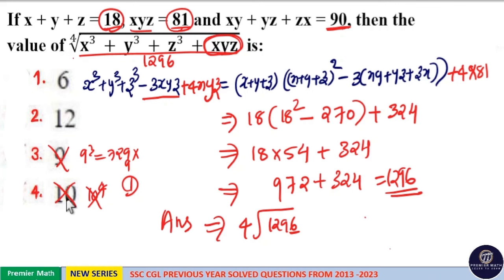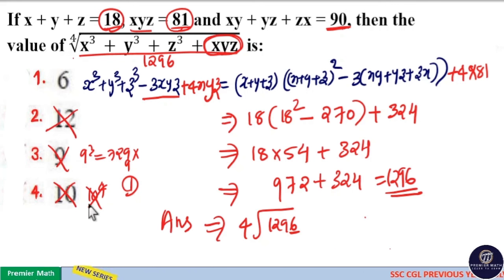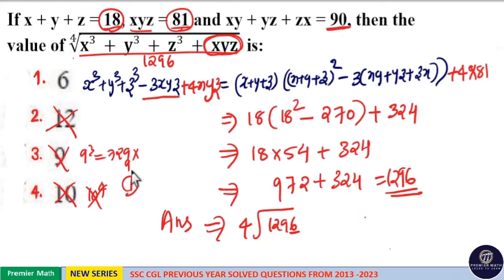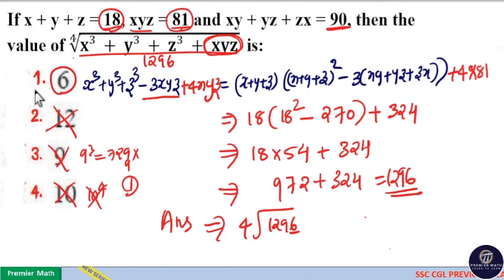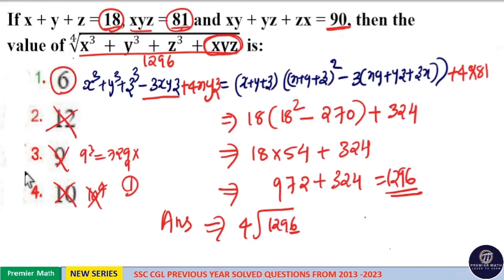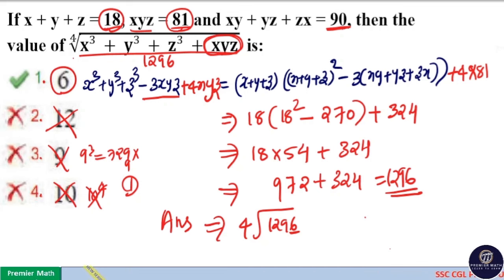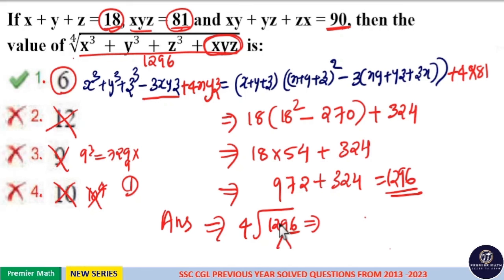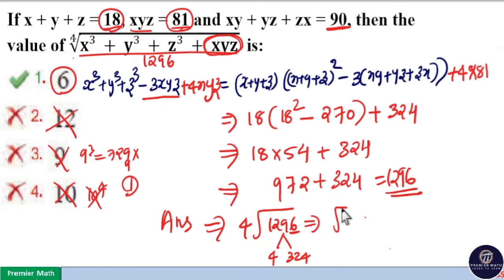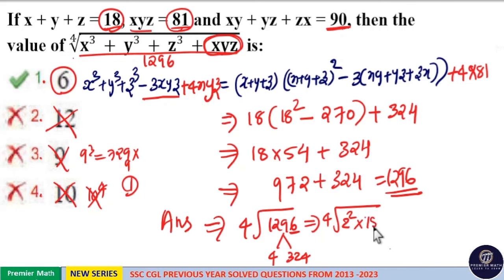Now, if 10 raised to 4 is not possible, 12 raised to 4 is way bigger than that. So, not possible. Which means your answer is option 1, 6. That is 6 raised to 4 is 1296. Here, you can write this one as 1296. If I divide with 4, 4 into 324 is equal to 1296. 324 means 18 square. So, 4 means 2 square. So, 324 is 18 square.